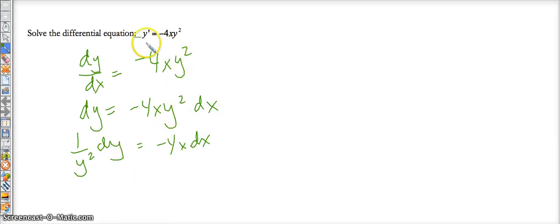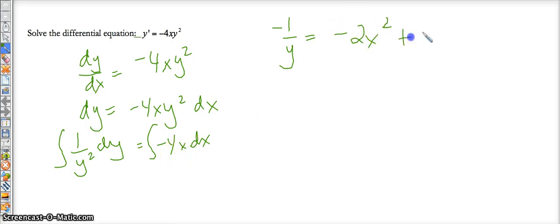So now if you take a look, I started here, and my goal was to separate to integrate. So now that I have separated, I'm ready to integrate, okay? All my things are in terms of y over here, all my things are in terms of x over here. If you look over here, 1 over y squared, be careful, it is not the natural log. We change this to y to the negative 2, and if I take the antiderivative of y to the negative 2, I get negative 1 over y is equal to, and then the antiderivative of negative 4x is negative 4x squared over 2, which is negative 2x squared plus c.